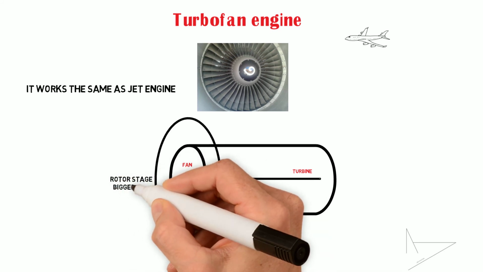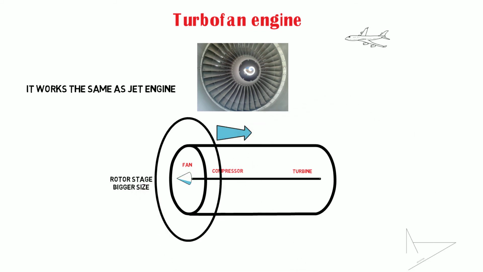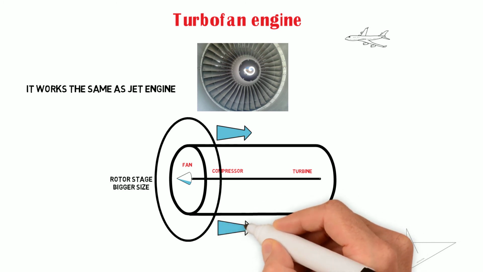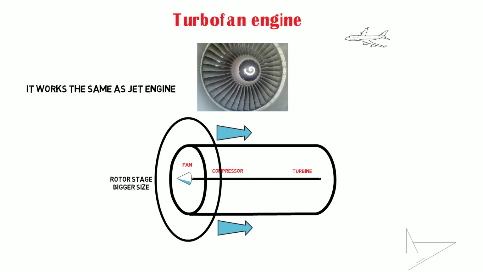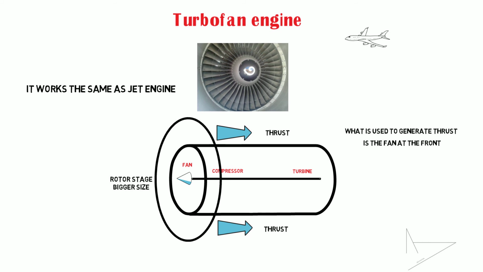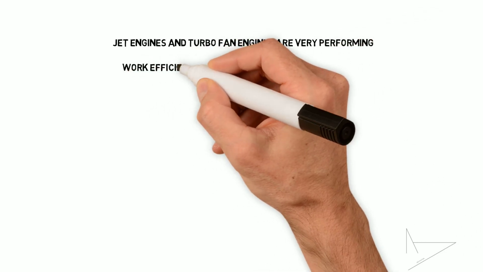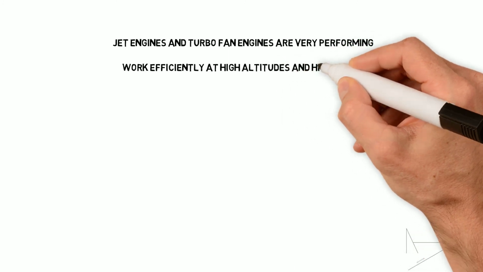Its size is bigger than the size of the jet engine and pushes a small portion of the air into the jet engine itself and the rest of the air around it, causing another stream of air to speed up, generating thrust. In both cases, what is used to generate thrust is not the jet engine itself, but the fan at the front. The jet engine's main job is simply to produce enough energy to keep the fan in high-speed motion. Jet engines and turbofan engines are very performing. Their power output is huge and they can work very efficiently at high altitudes and high speeds.